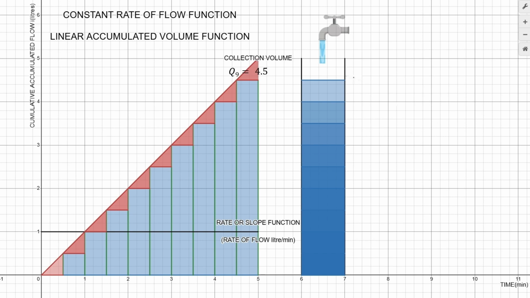Next the last value, which is given by q9. Q9 is 4 plus 1 into 0.5, that is 4 plus 0.5, which is 4.5. So q9 is the cumulative accumulated last value.